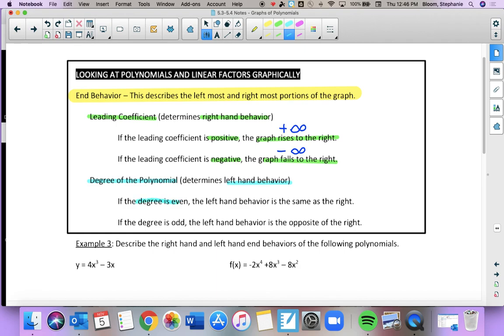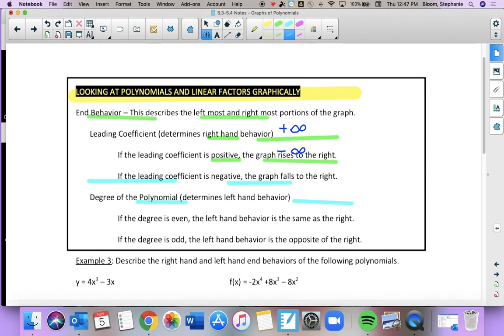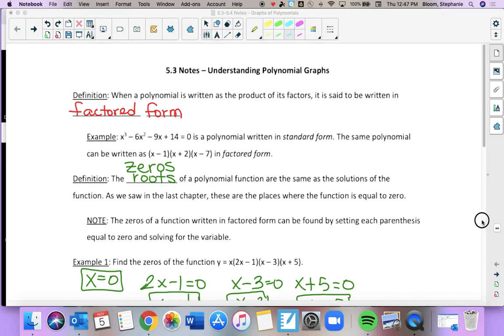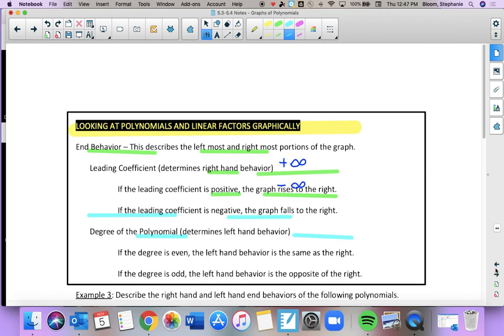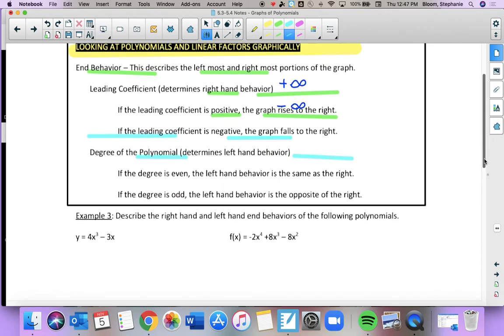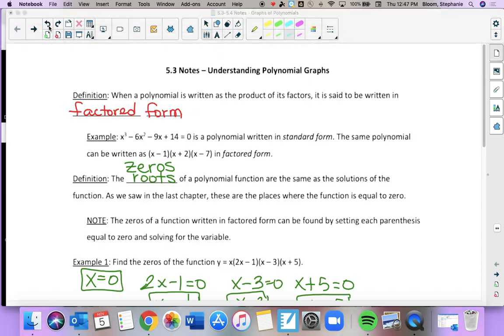If degree is even, it's going to do the same as the right-hand side, meaning if the right-hand side was positive infinity, the left-hand side will be positive infinity, like this. They're the same. They both went to the positives. That means it had to be an even degree. And what did we say it could have been a possible degree? We said 4, which is even. Okay? If it's an odd degree, it's going to do the opposite.